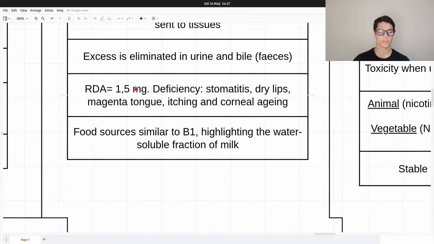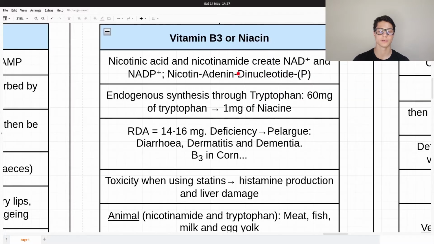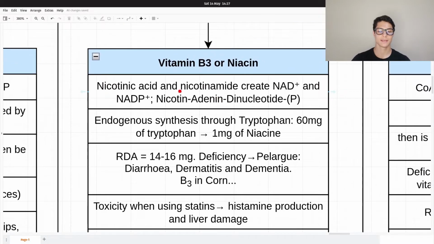The RDA is 1.5 milligrams a day, and the deficiency creates stomatitis, dry lips, the magenta tongue, itching, and corneal aging. Food sources are similar to B1, and we have to highlight the water-soluble fraction of the milk. Vitamin B3 or niacin, nicotinic acid, and nicotinamide create NAD positive and NADPH. Nicotine adenine dinucleotide phosphate. That's what NAD and ADP stands for.